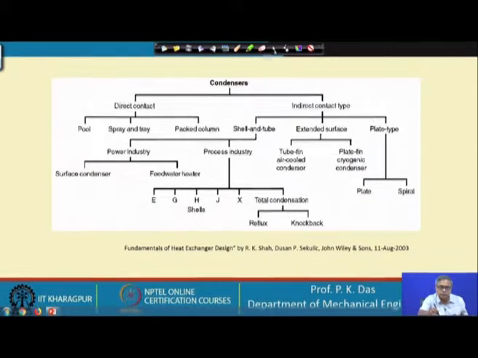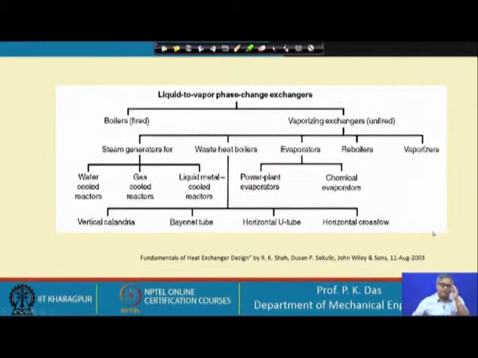Now, let us go back to the next slide. As we are discussing condensers, you should be curious to know what could be the different classifications for boilers and evaporators. I will be very brief here, because I will probably refer to this diagram once again when I teach some of the boilers, etc., in detail. But for the sake of completeness, when we have discussed different classifications of condensers, let us have a look into different types of boilers.